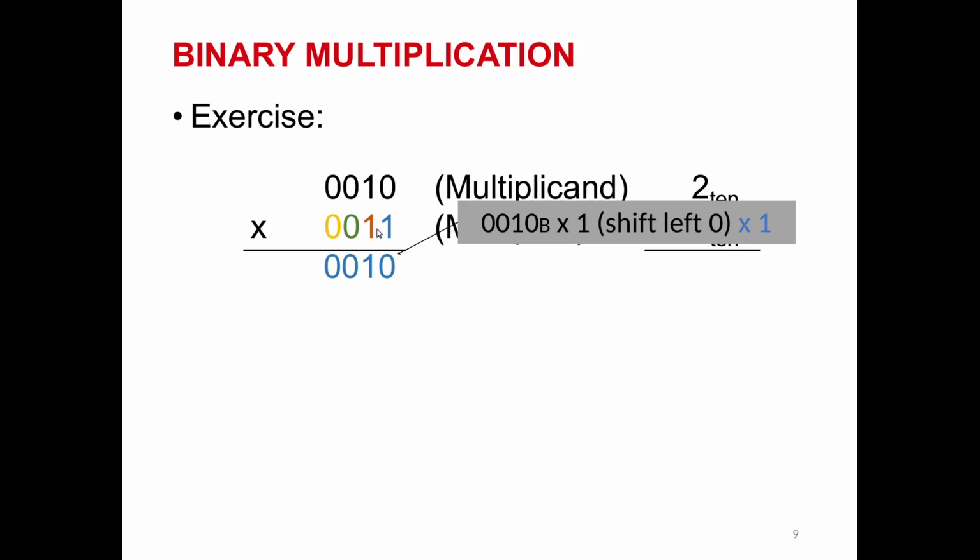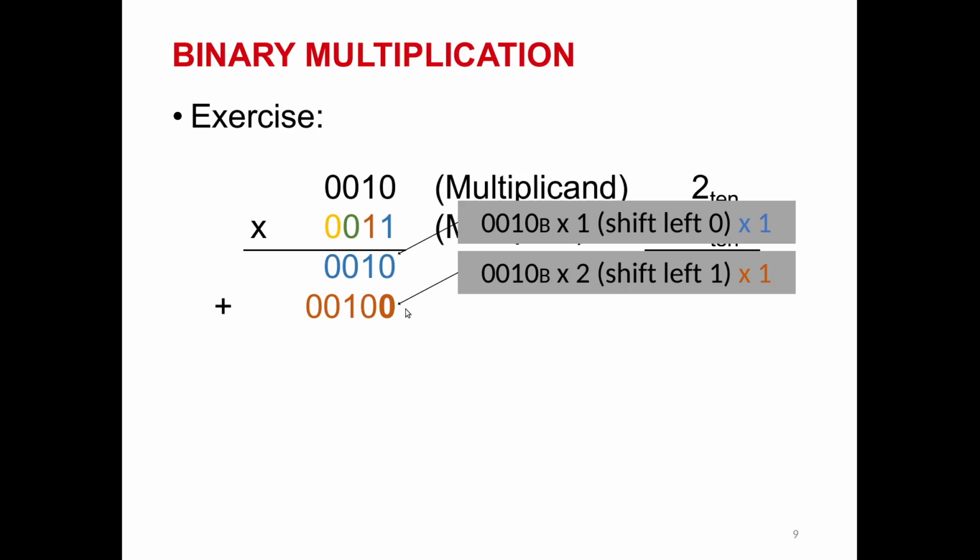For the second bit of the multiplier, this value 1, we will do the same, but this time the multiplicand we need to shift 1 bit to the left and then multiply with 1. So you can see that we shift this value 1 bit to the left, it equals this value multiplied with 2, or shifted left for 1 bit, and then multiplied with this value 1 here.